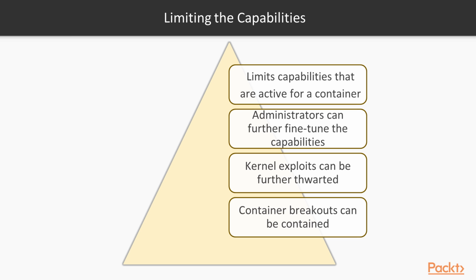By default, Docker already limits the capabilities that are active for a container. Administrators can further fine-tune the capabilities, or even decide to only enable a given set of capabilities directly. By limiting container capabilities, kernel exploits can be further thwarted and container breakouts can be contained.